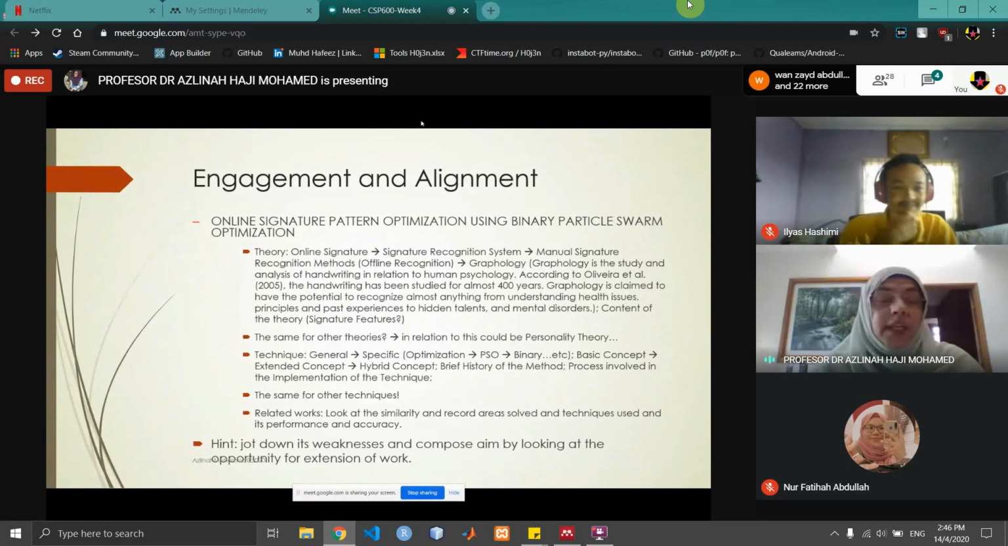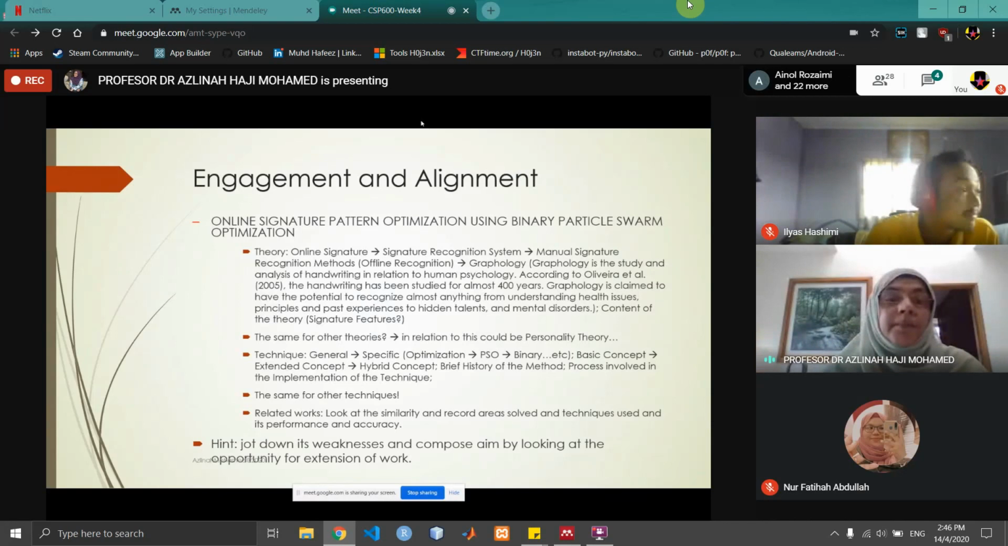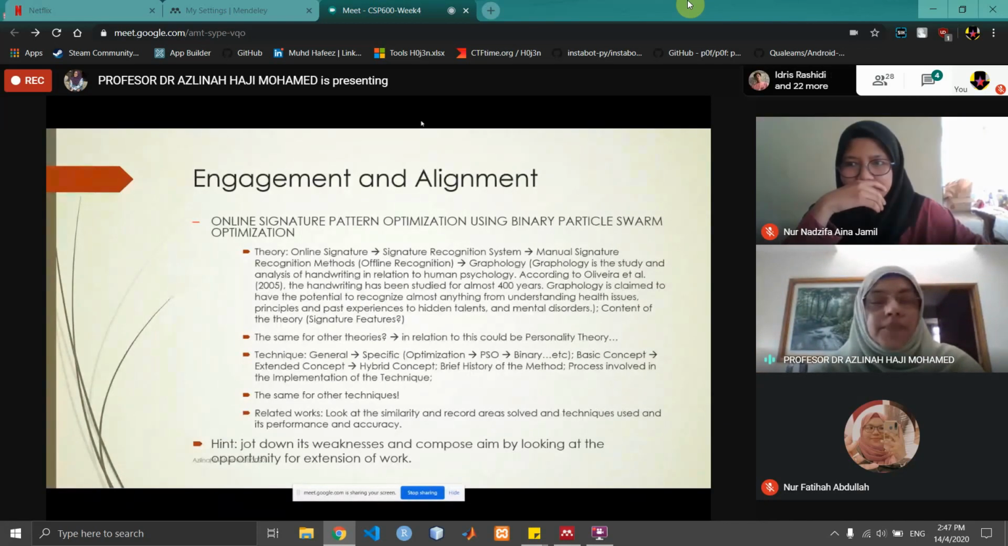Okay. The hint here is to jot down. When you are doing this, you are getting information. All this information is important, but there will be some information that will precede your work. The rest of this information is still important because you're going to put it in your literature review. But what is the information that is going to lead you to your work? You have to jot down the weaknesses and you have to compose the aim by looking at the opportunity for extension of work. Okay?